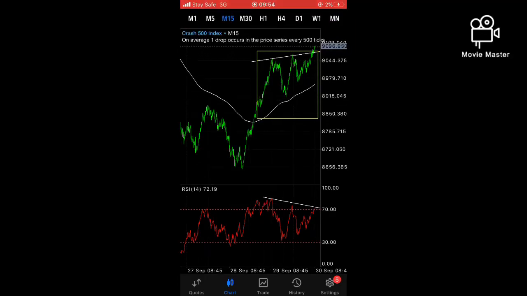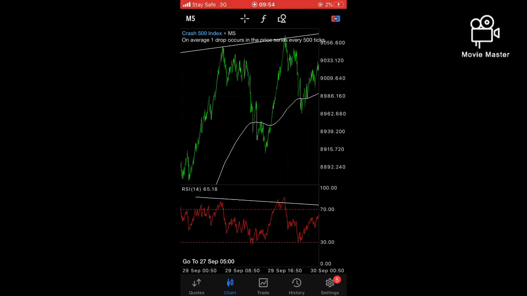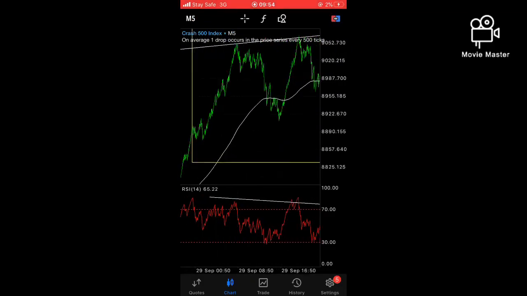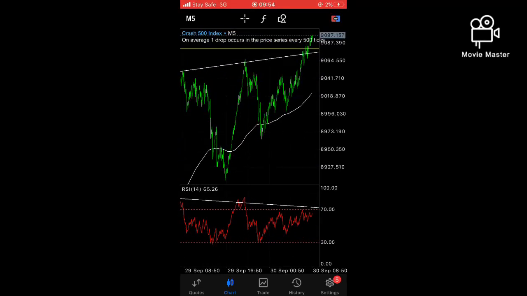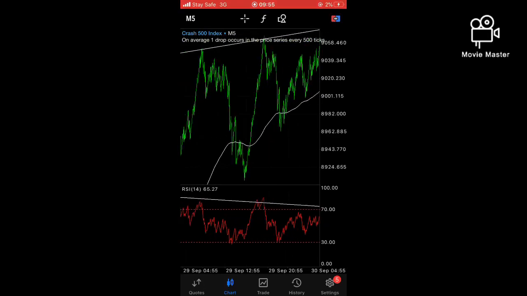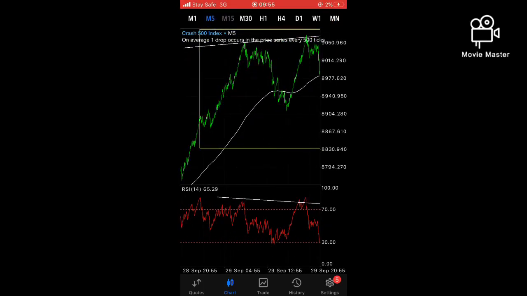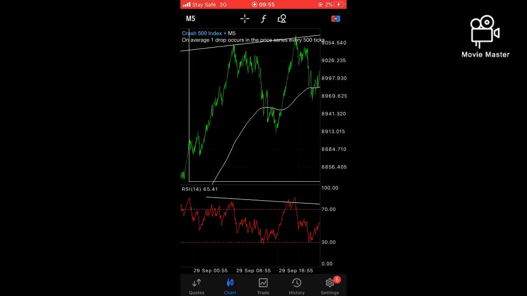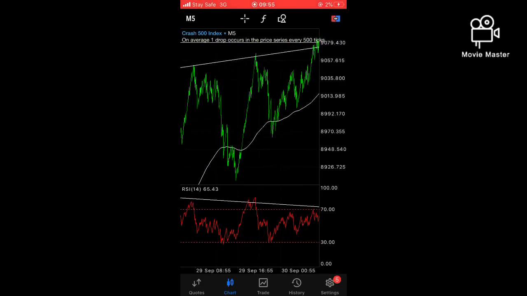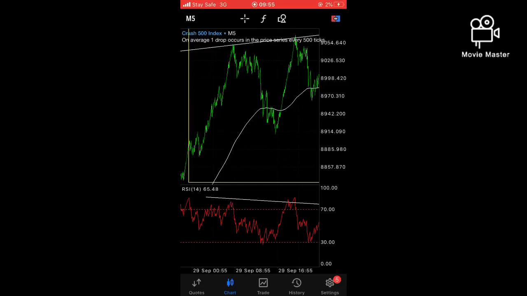So let me go back to the 5 minute time frame. All right, I'm on the 5 minute time frame now. As you can see, we are still on that zone, or that region I marked in yellow. So let's take a look right now at our RSI settings and on the market settings too.